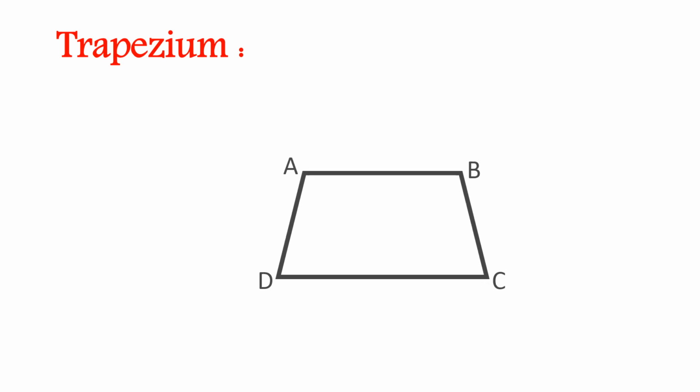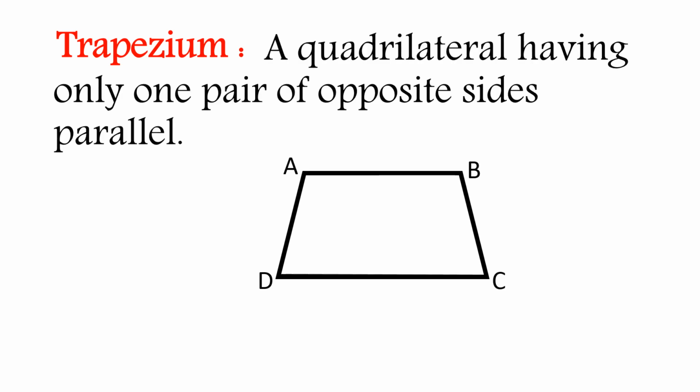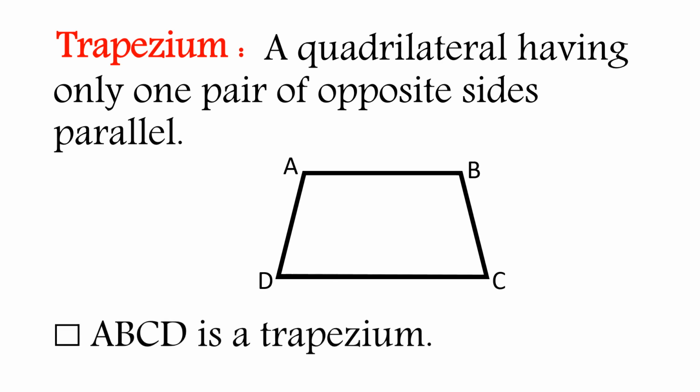Trapezium. A quadrilateral having only one pair of opposite sides parallel is known as a trapezium. Look at this figure. Here seg AB and seg DC are parallel. Hence quadrilateral ABCD is a trapezium.